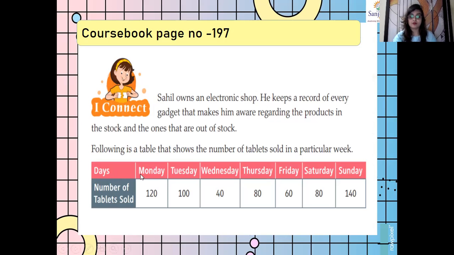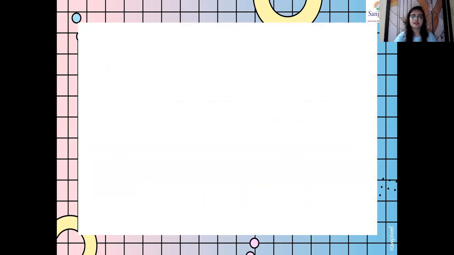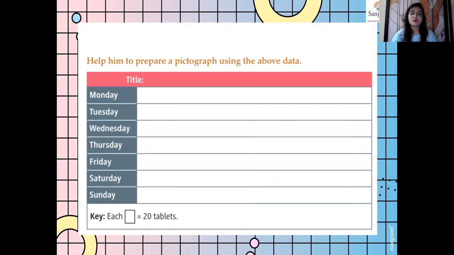Let us check. On Monday, how many tablets were sold? 120. On Tuesday, 100. Wednesday, 40 were sold. Thursday, 80. Friday, 60. Saturday, 80. And Sunday, 140. Help him to prepare a pictograph using the above data.